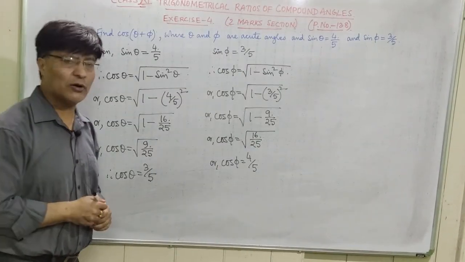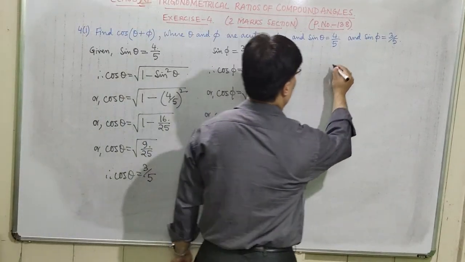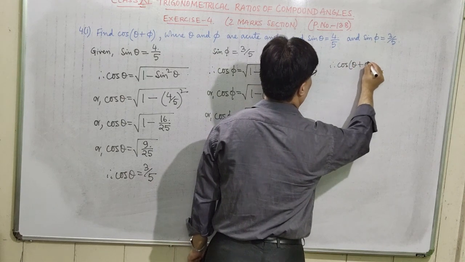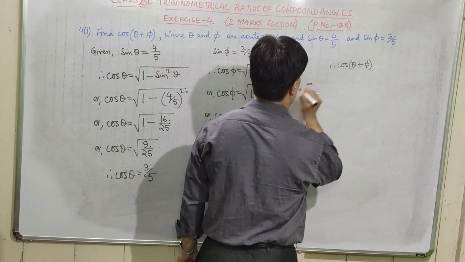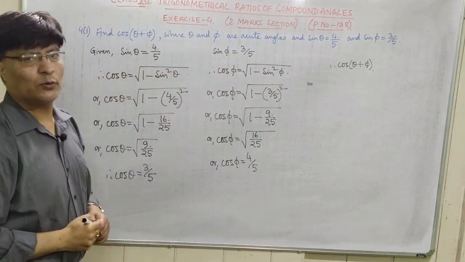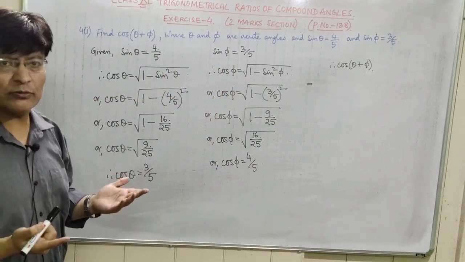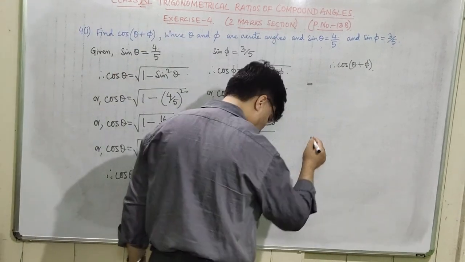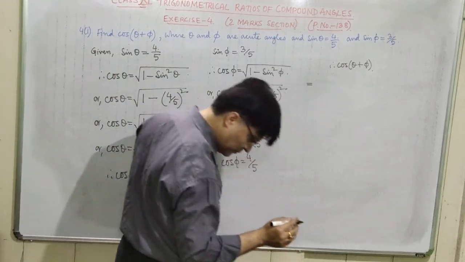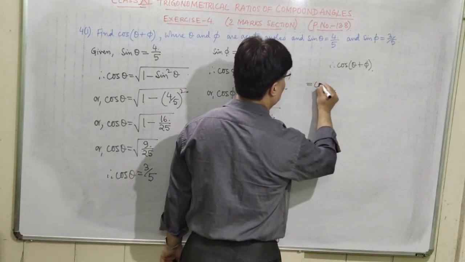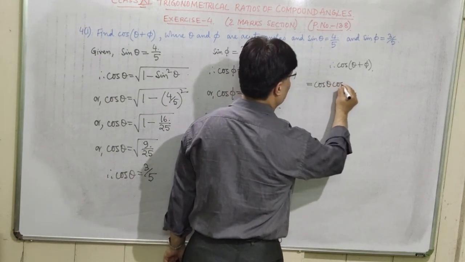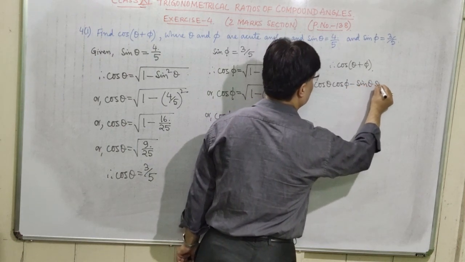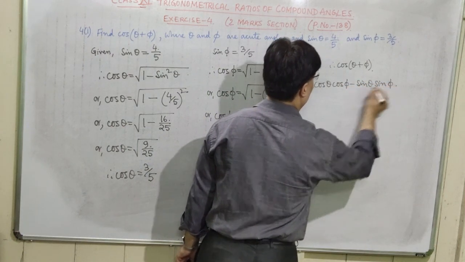So let us find out now cos of theta plus phi. This is in the form cos of a plus b. What is the formula? It is cos a cos b minus sin a sin b, that is cos theta cos phi minus sin theta sin phi.